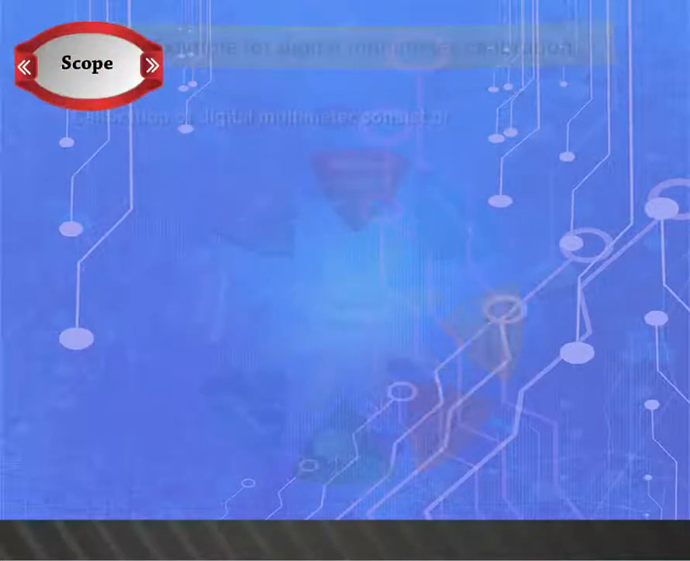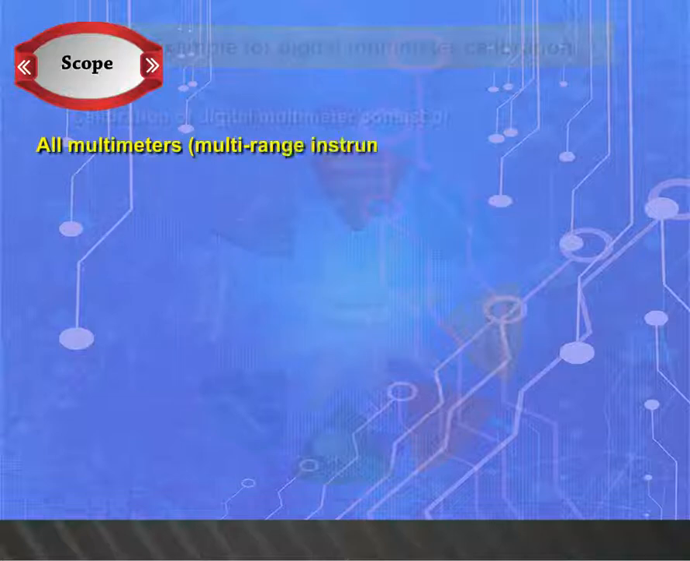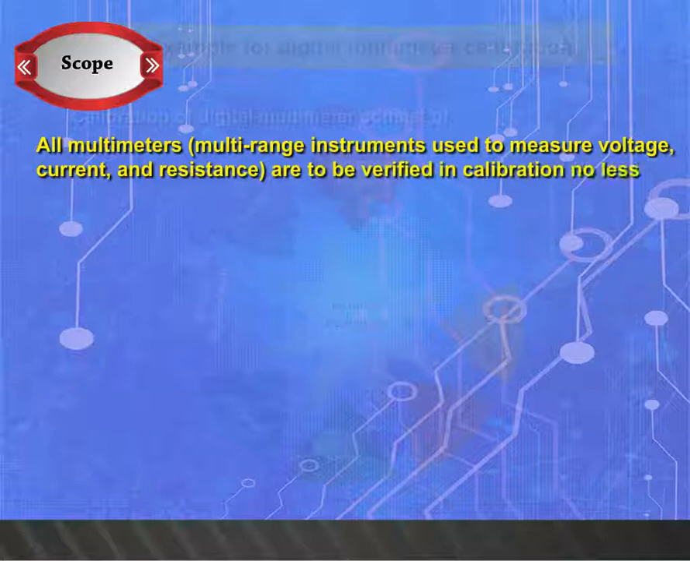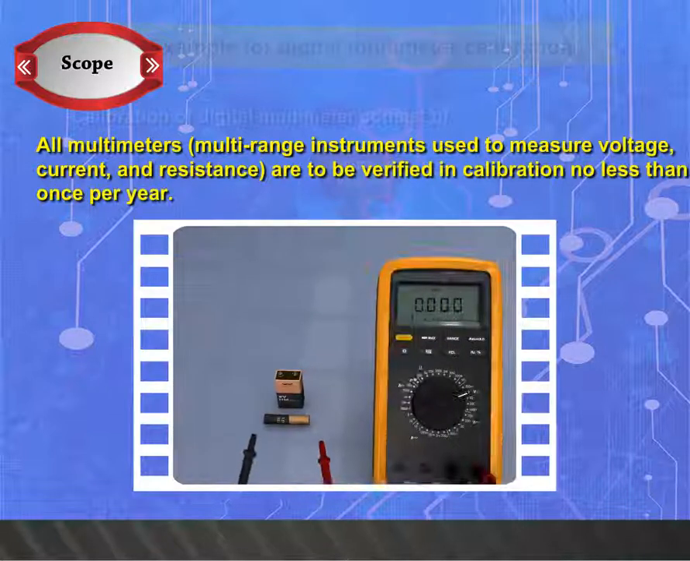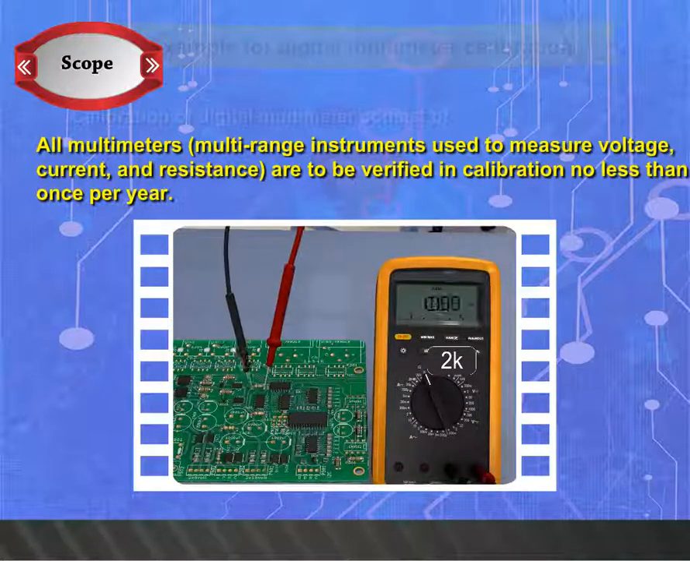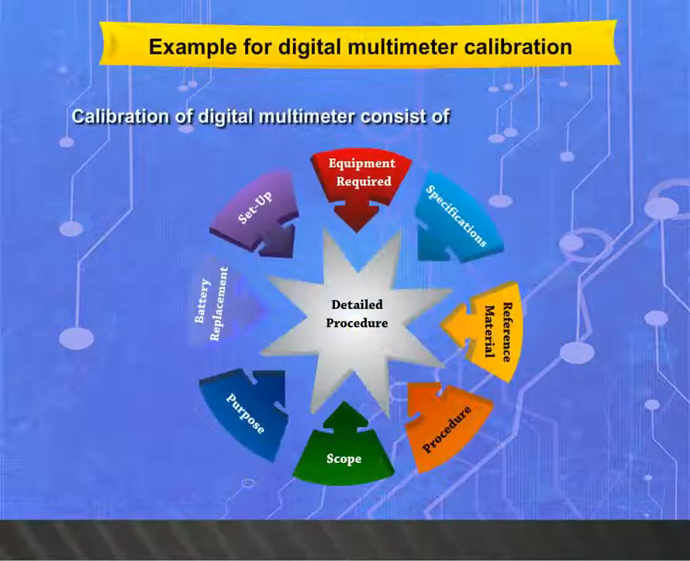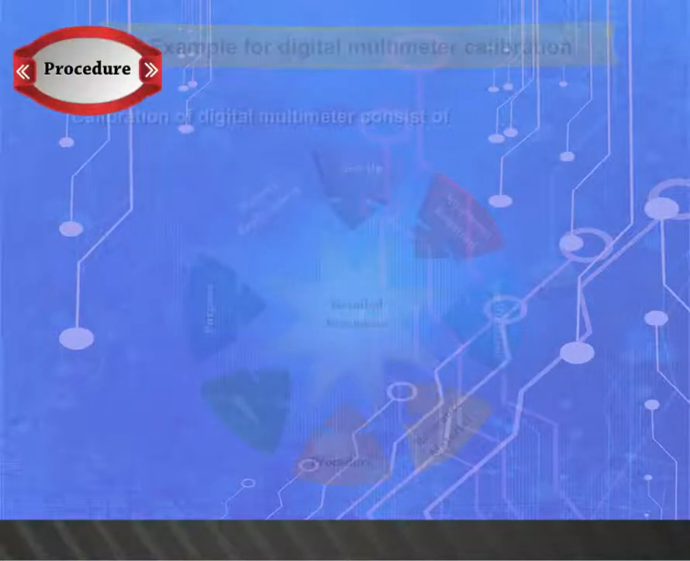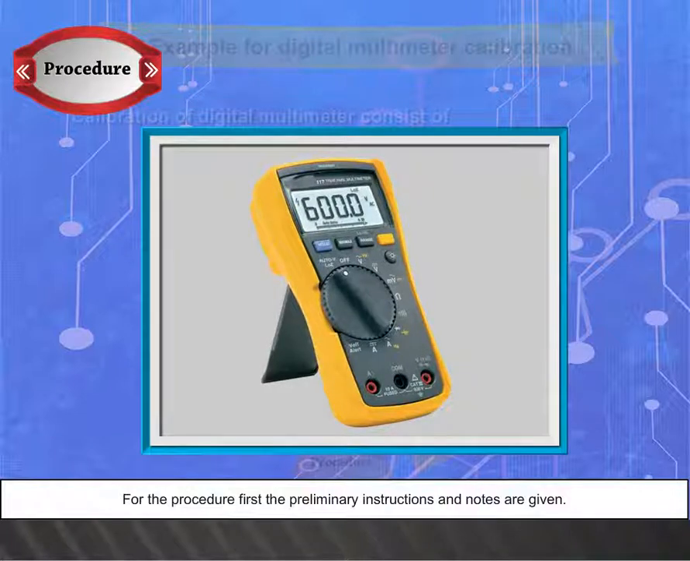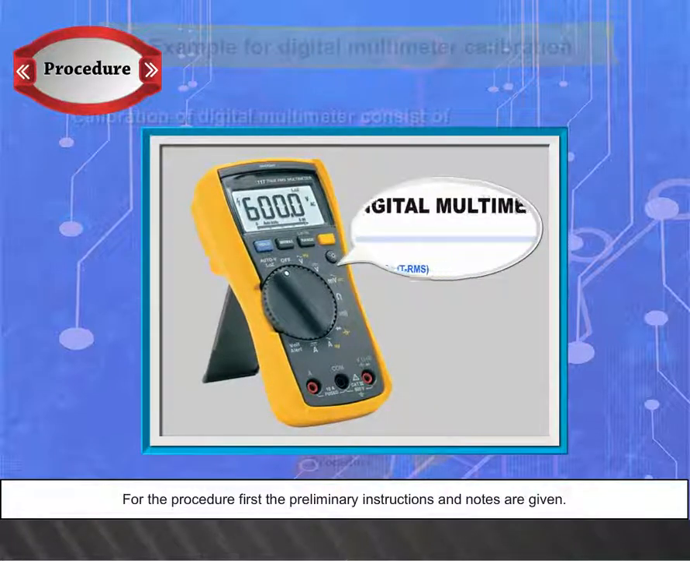Scope. All multimeters, that is, multi-range instruments used to measure voltage, current and resistance, ought to be verified in calibration no less than once per year. Procedure. For the procedure, first the preliminary instructions and the notes are given.